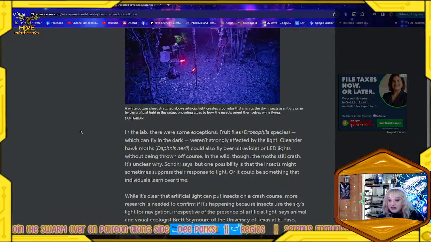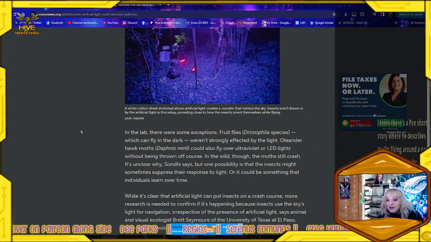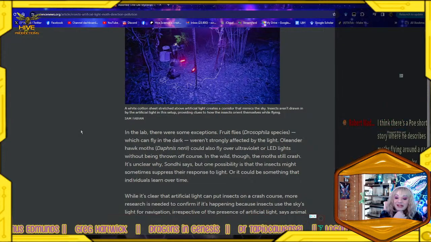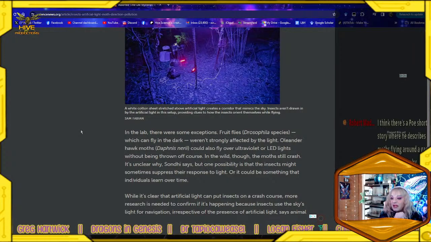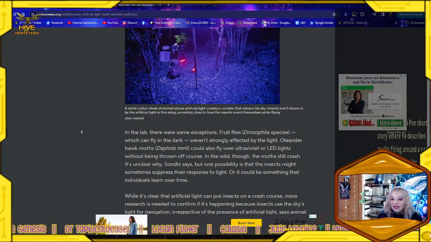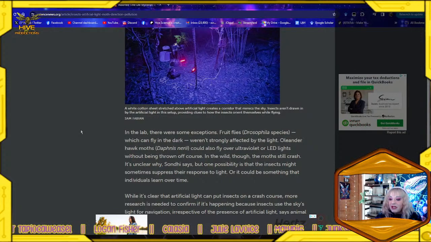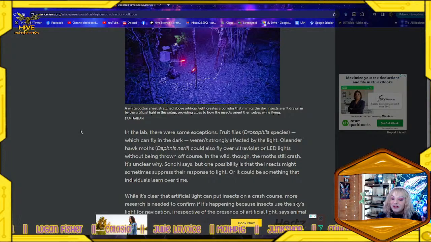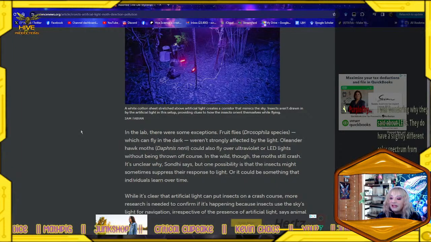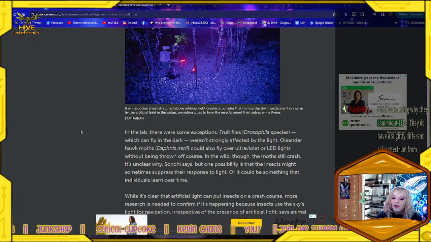In the lab, there were some exceptions. Fruit flies, Drosophila species, which can fly in the dark, weren't strongly affected by the light. Yeah, considering their lifestyle, that makes sense. They want to find fruit in the dark, not navigate by moonlight. They probably navigate by smell. Oleander hawk moths, Daphnis nerii, which are pollinators, could also fly over ultraviolet or LED lights without being thrown off course.